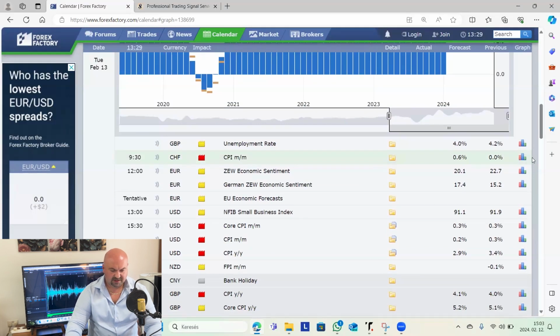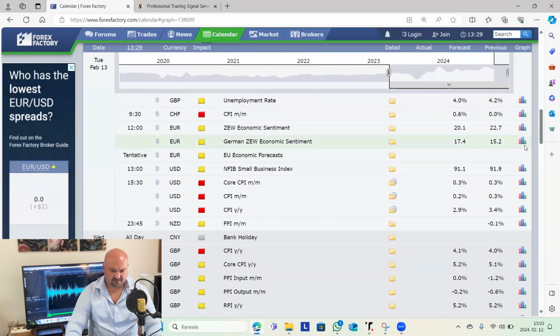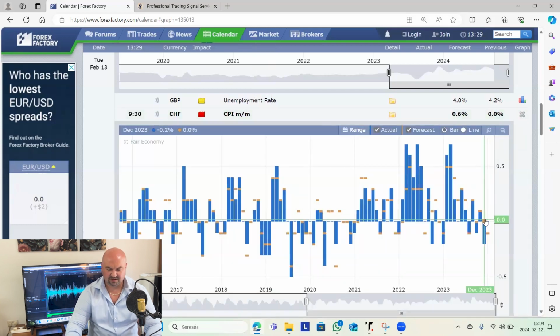But before that data, we're gonna have the CPI from Switzerland, the CHF. They're expecting a monthly CPI to be positive. This is January data, a positive 0.6. I think it's not possible, especially if you check the PPI data, which is dropping. So I think it's gonna be negative. It's gonna be a negative data.